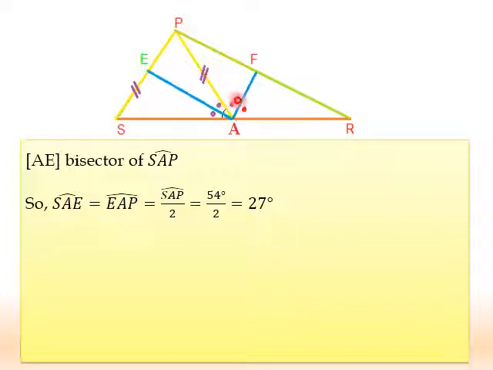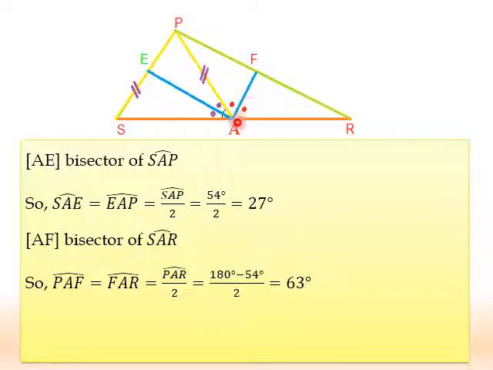Now, what about PAF and FAR? In the same way, since AF is the bisector of angle PAR, PAF equals FAR. What's the measure of this angle? I don't know, but I know that these two angles are adjacent supplementary. So it's 180 minus 54, and I have to divide the answer by 2 to find the measure of each angle. So 180 minus 54 divided by 2 is 63 degrees.